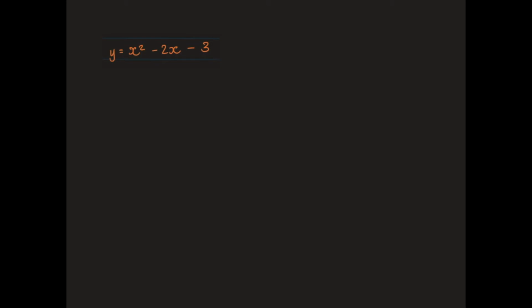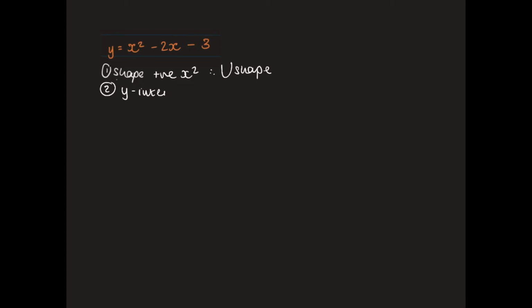So let's look at an example. The first thing I need to do is decide the shape. I've got a positive x squared, so I know it's going to be a U shape. Now the y-intercept. My quadratic's all written out, so I know that this is the y-intercept. Now the x-intercepts.